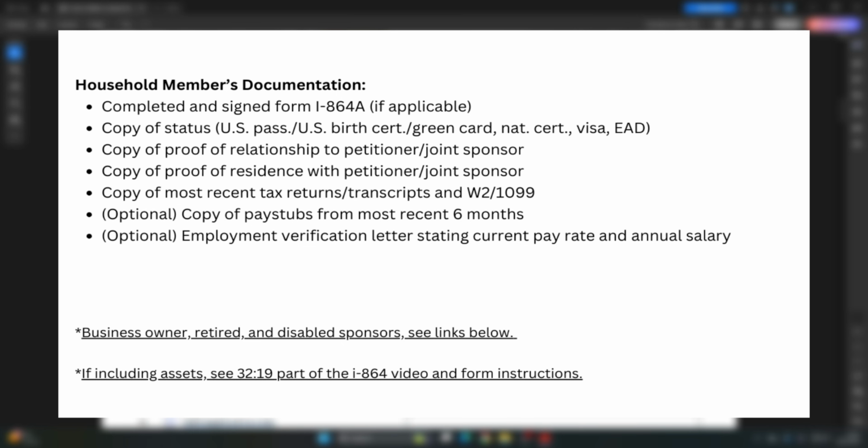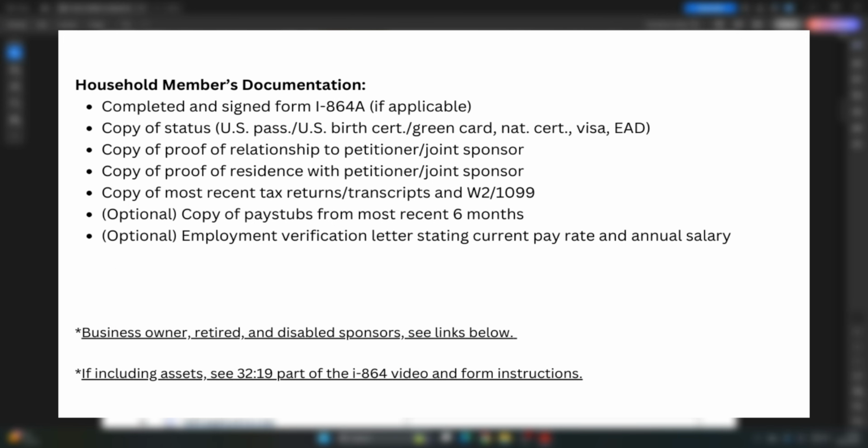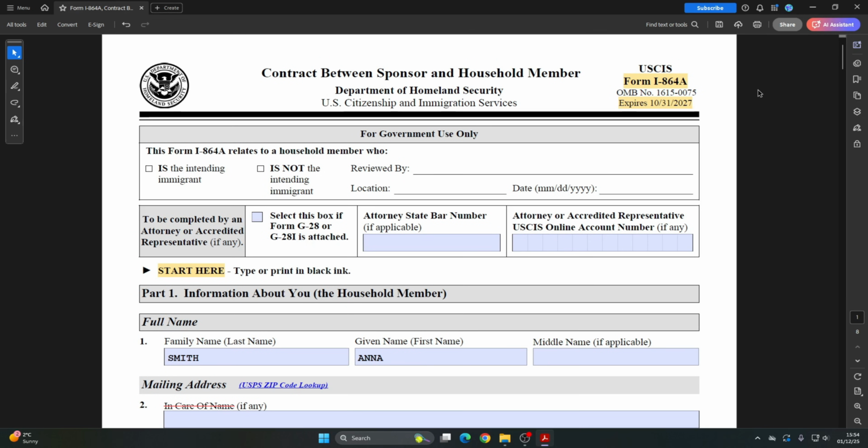Additional evidence that is optional but recommended is for the proof of your current individual income, which could be in the form of the pay stubs from the past 6 months and or an employment verification letter from your employer. And then if you included assets, we talked earlier about the kind of information you will need to provide for that. It is also listed out in the form instructions. If you are the kind of household member who is self-employed or retired, in that case, there may be additional evidence that you need to provide. I will definitely include a couple of links under this video that are very useful. So that is the kind of evidence you will need to provide as a household member.